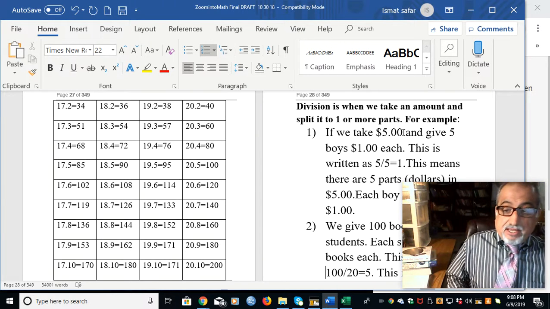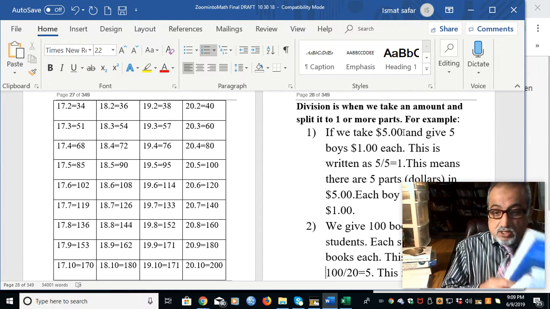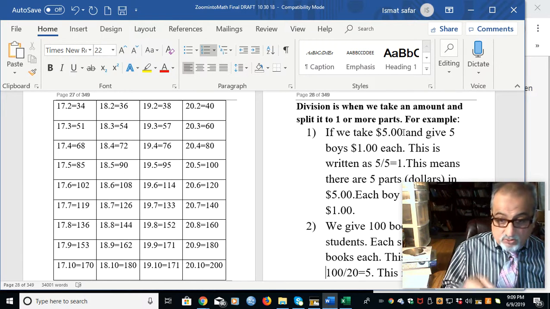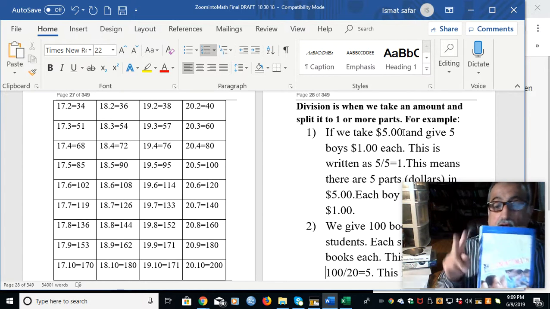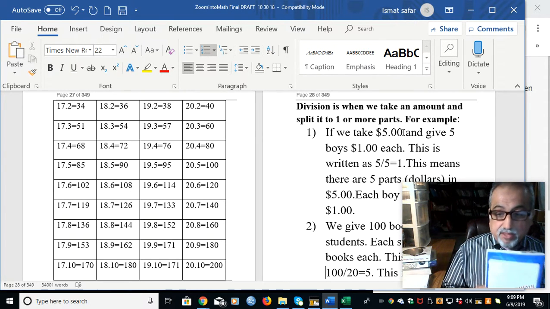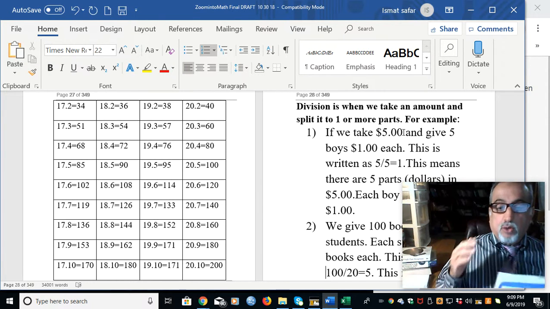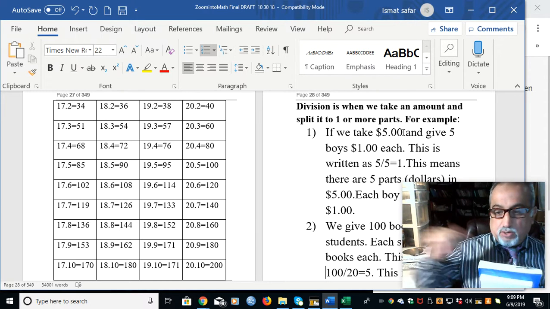We say these two books are for you. So we are dividing these two books to one student. So how many books will this student have? This student will have two books. If we give these two books to one person, that person will have these two books, right? So we are dividing two books to one individual.